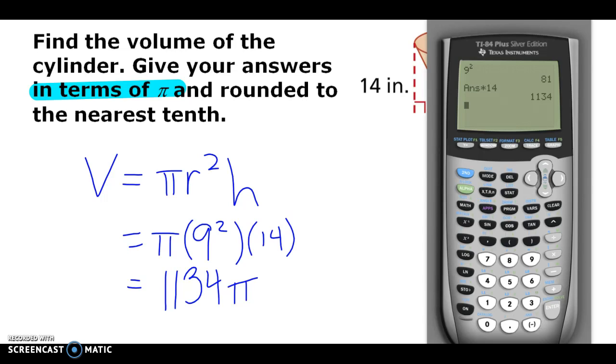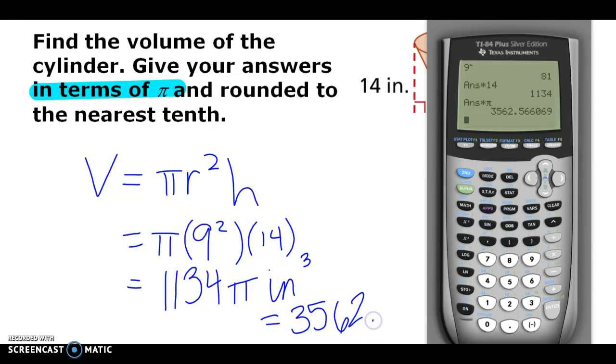Just because it's in terms of pi doesn't mean it doesn't get a label. Don't put the pi in the calculator. So it's inches cubed. And then we also want it rounded to the nearest tenth, so now I can take that answer and multiply it by pi. You need to be able to do both of them though. How do I round it to the nearest tenth? inches cubed.